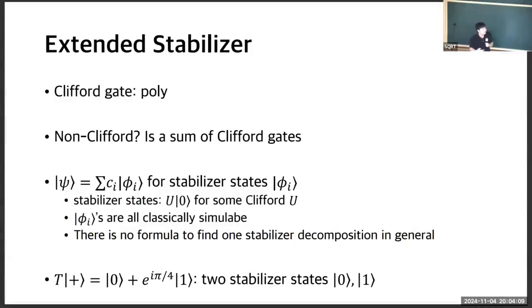So for example, T is not a Clifford gate, but we can say that plus is 0 plus e to the i pi over 4 times 1, which makes two stabilizer states just added together. But I missed the square root of 2 here.